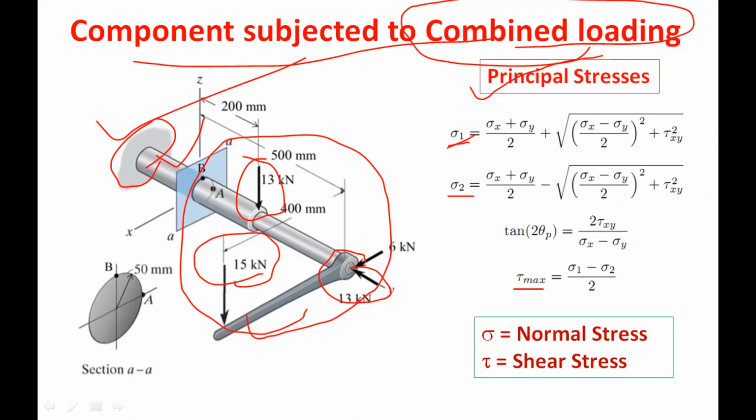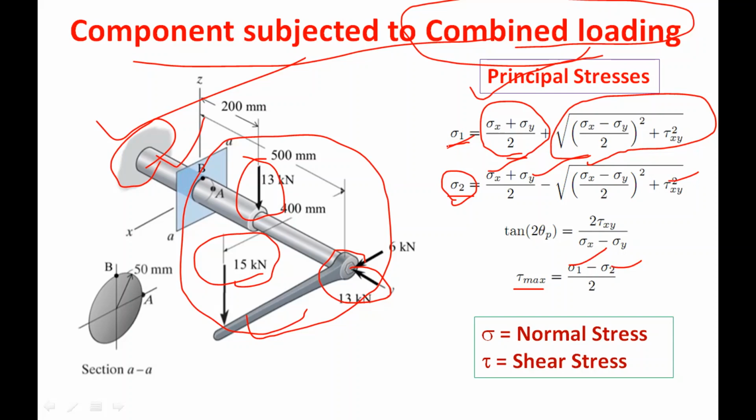Sigma 1 is equal to (sigma x plus sigma y) divided by 2. This is called the average stress term, and this one is called the radical term, root of ((sigma x minus sigma y) divided by 2) whole squared plus tau xy squared. Similarly, in sigma 2 also we have sigma x, sigma y and tau xy. Maximum shear stress involves sigma 1 and sigma 2.